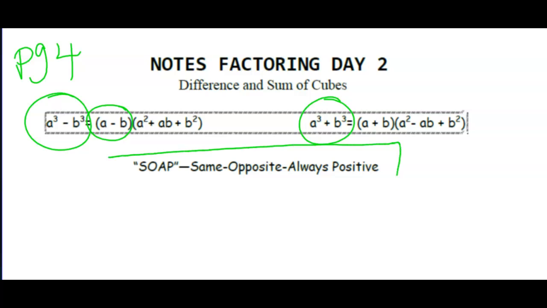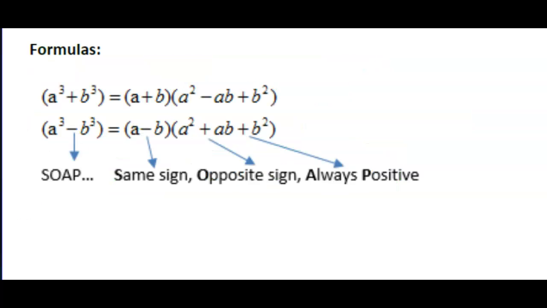And then there's something called SOAP. I don't really use SOAP because I just kind of analyze the problem, but Miss Nudie and Miss Lisk will probably use that terminology. Just be familiar. It's a little mnemonic acronym for how the signs are in the binomial and in the trinomial. So let's get started. Here's some other examples of how they use that SOAP acronym. The signs are always going to be whatever is from the problem. Notice the last term is always positive. Same sign, opposite sign, always positive.